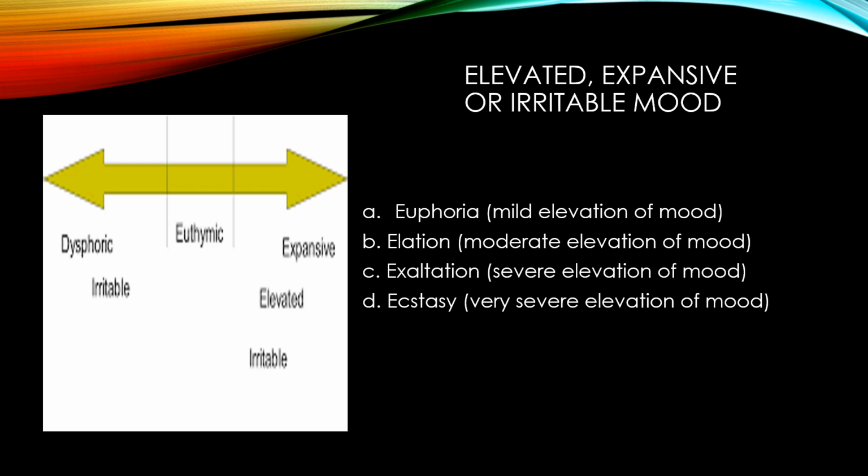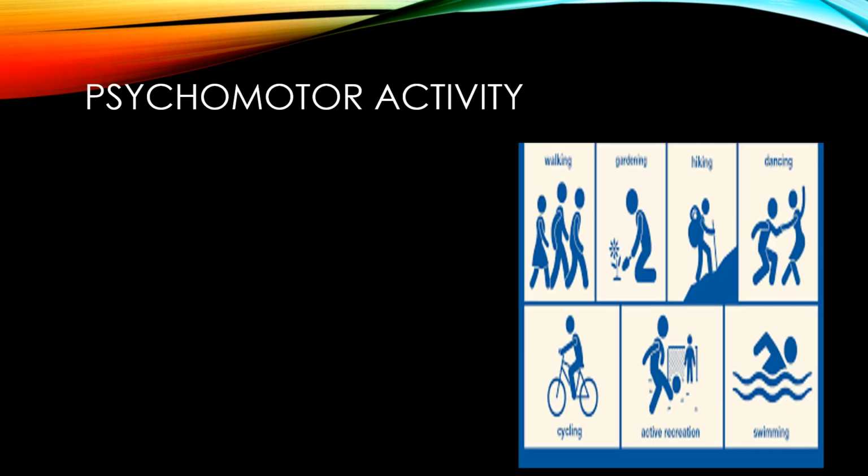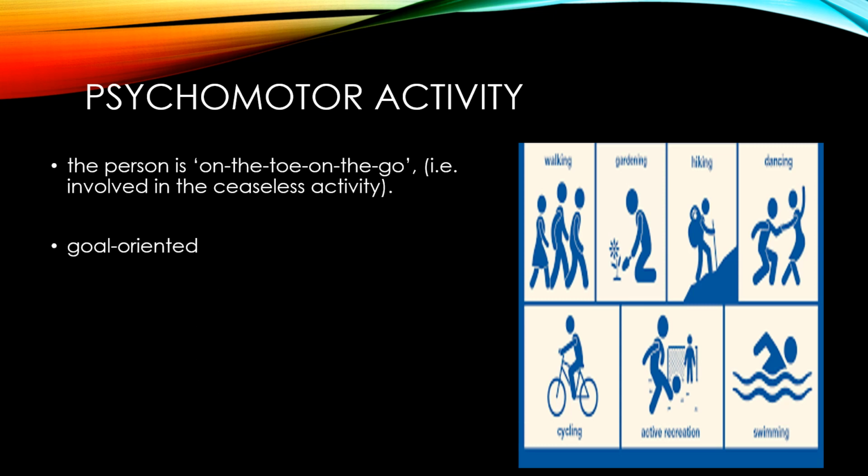Now this elevated mood, according to severity, we can classify as euphoria. Elation is a moderate elevation of mood. Exaltation is very severe happiness, and ecstasy is just beyond happiness. So these are the types of mood changes you can see in a patient. Apart from mood, there are changes in psychomotor activity. The activity of the patient is increased, which means the patient will be walking or running or dancing.